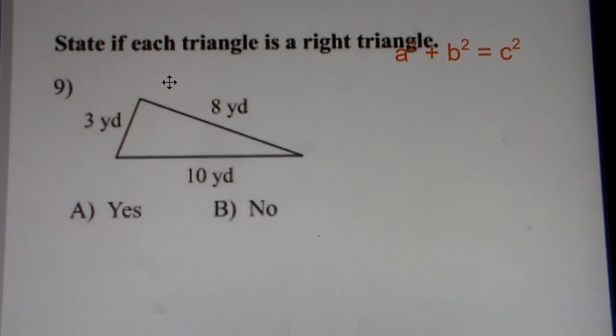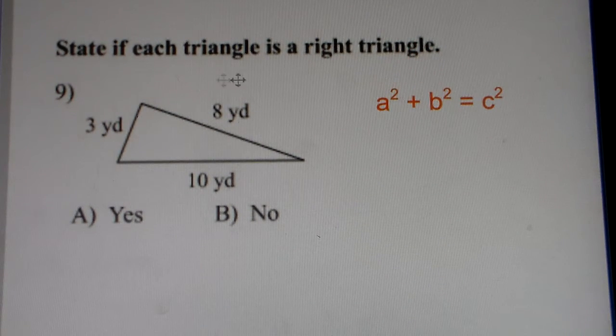Number 9. It says state if each triangle is a right triangle. To determine if this is a right triangle, we have to use the Pythagorean theorem, a squared plus b squared equals c squared. And we have to figure out whether this angle is a right angle or not. The right angle is always opposite the biggest side, and 10 yards is the biggest of these 3. So that's the angle we're testing to see if it's 90 degrees. The side lengths that are attached to the 90-degree angle, those 2 sides go in for a and b.